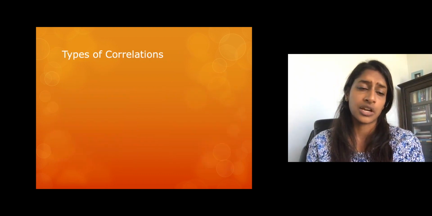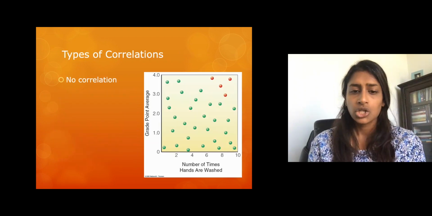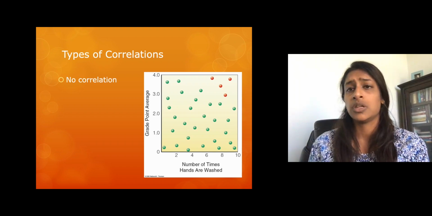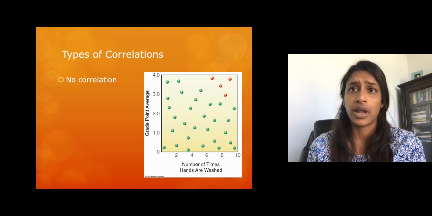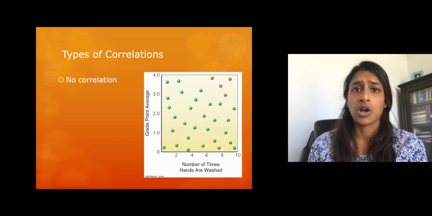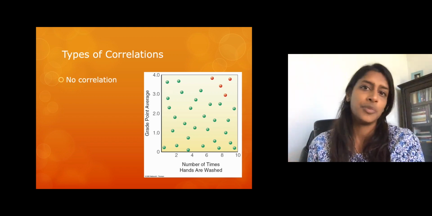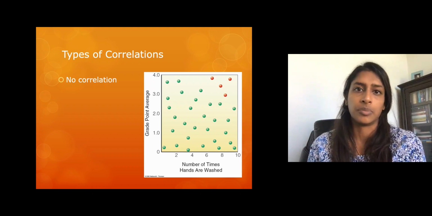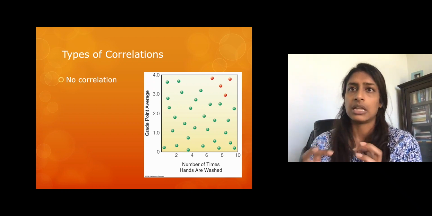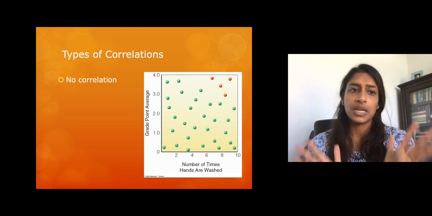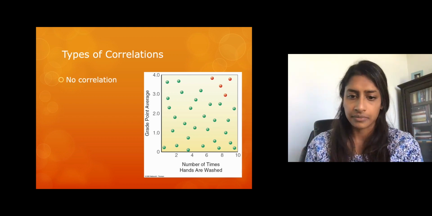But we can also have a relationship where there's actually no correlation. So for example, let's say I wanted to look at the relationship between a person's grade point average and the number of times that they wash their hands. If you thought to yourself, how are these things related? You'd be correct, right? There's no relationship here. There doesn't seem to be anything linking these two things together. So this would be a correlational design.